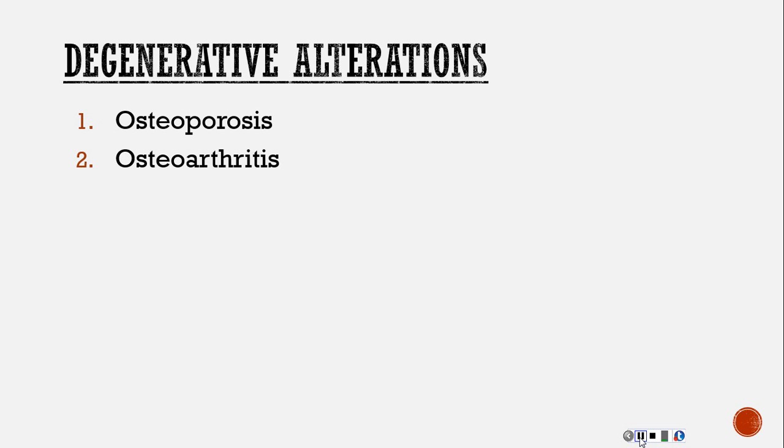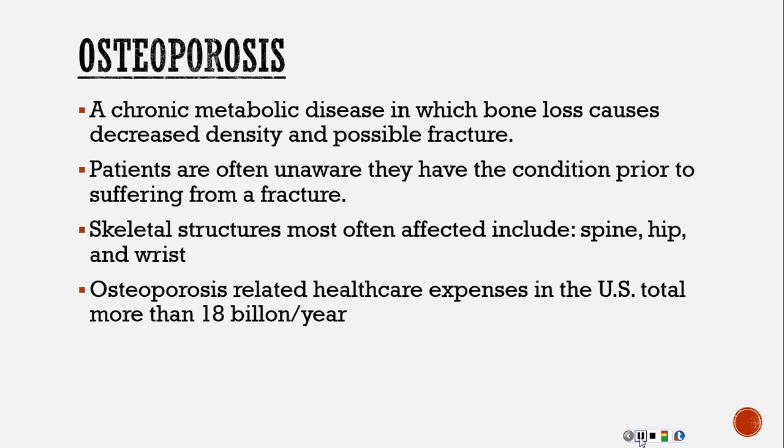Okay, so we're going to start out with osteoporosis. Osteoporosis is a chronic metabolic disease in which bone loss causes decreased density and possible fracture. Patients are often unaware that they have the condition prior to suffering from a fracture. Skeletal structures most often affected include the spine, the hip, and the wrist. Osteoporosis related healthcare expenses in the U.S. total more than $18 billion per year.